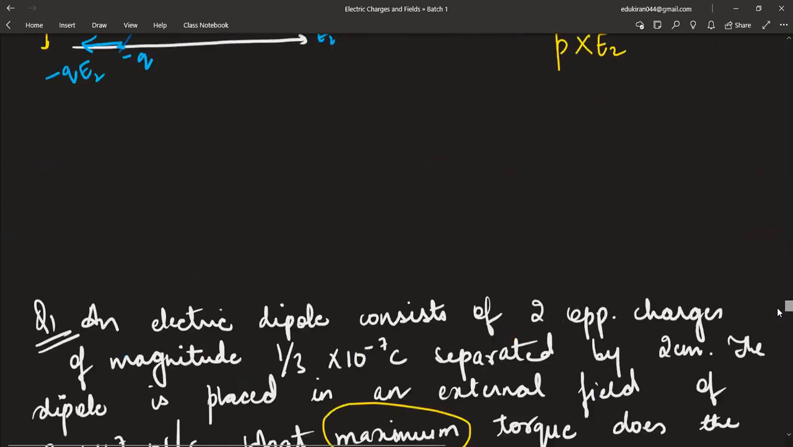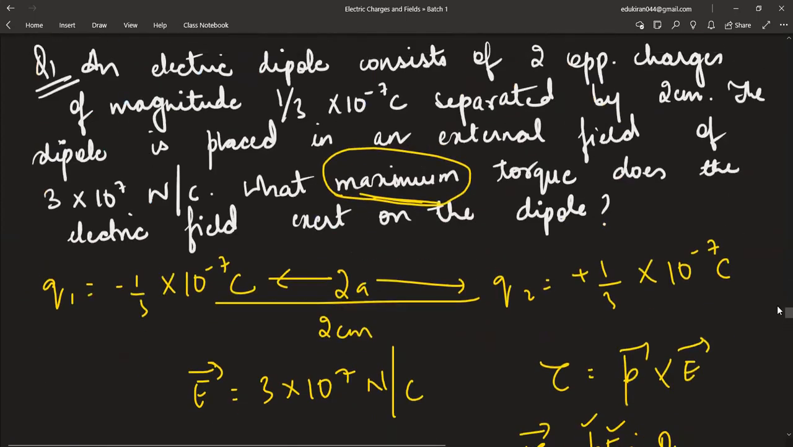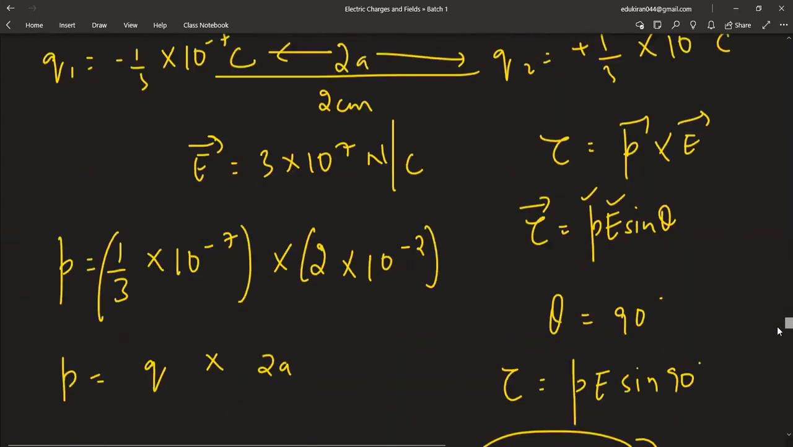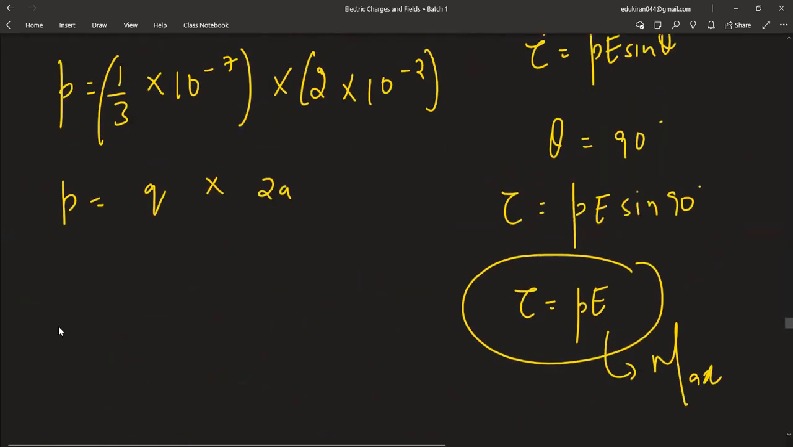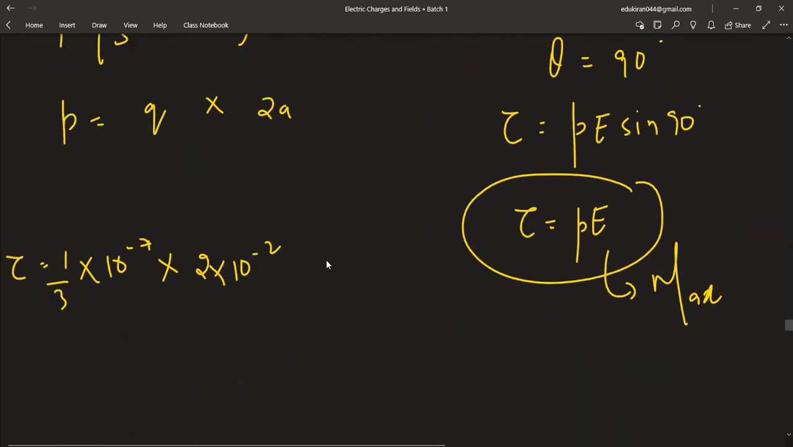Because it is mentioned in the question to consider maximum torque, that's why we have considered this as 90. Now you just have to multiply this dipole moment which you have got into this value of electric field, which is given as 3 into 10 to the power 7.